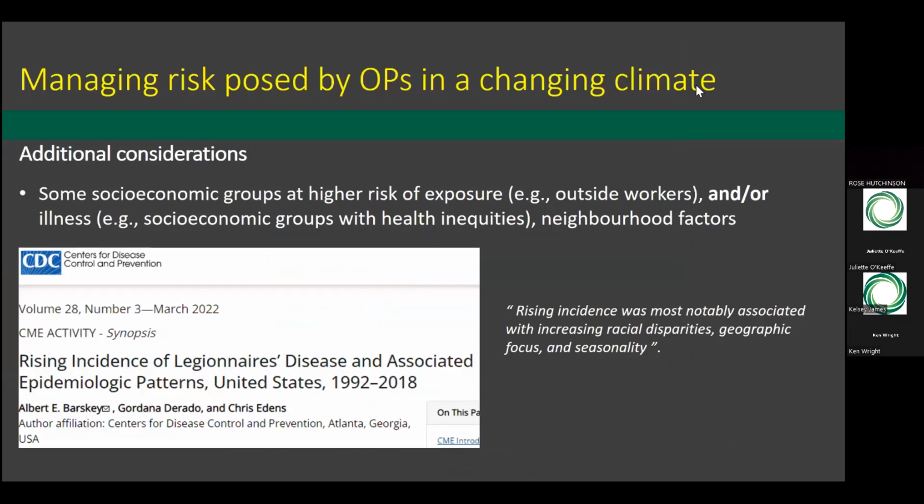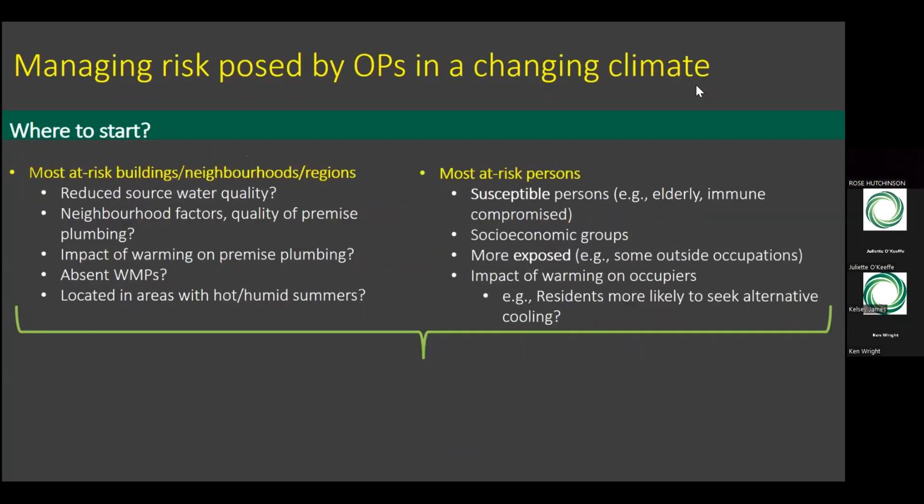I just wanted to include another additional consideration: some socioeconomic groups are at higher risk of exposure due to health inequities that exist within certain groups, different workers that are exposed differently, as well as neighborhood factors. So we need to keep that framing in the background when we look at whether we need to adjust our risk management practices. And where do we start here? Do we look at those most at-risk buildings, neighborhoods and regions, and also those most at-risk persons?